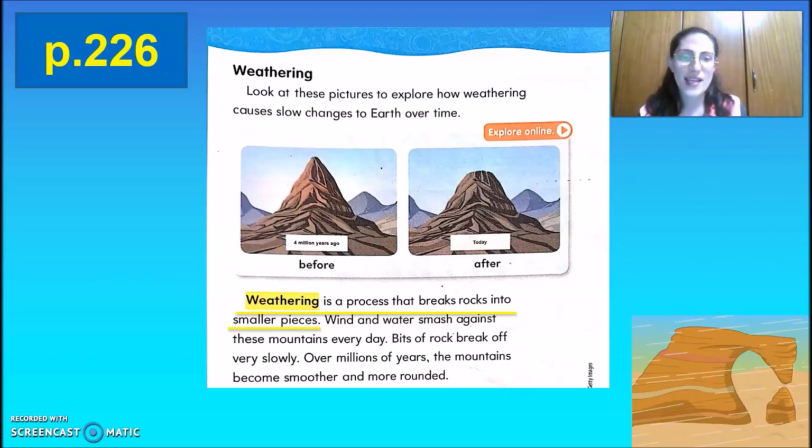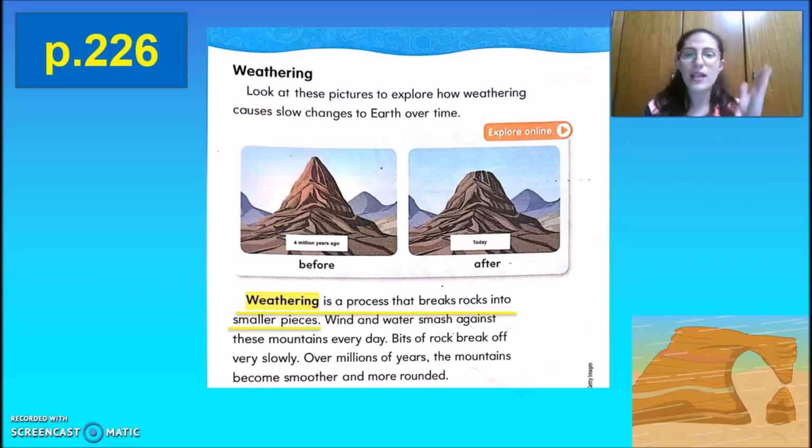Weathering is a process that breaks rocks into smaller pieces. Okay, so it breaks the rocks into smaller pieces. Clear? One more time. Weathering is a process that breaks rocks into smaller pieces.